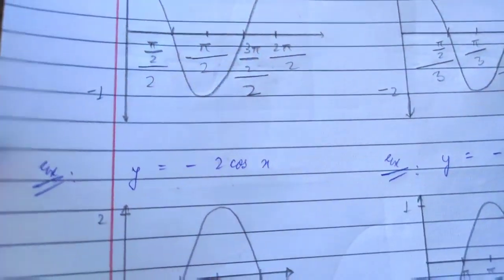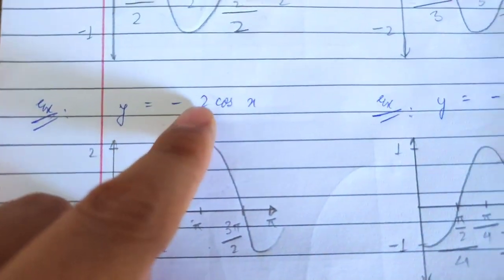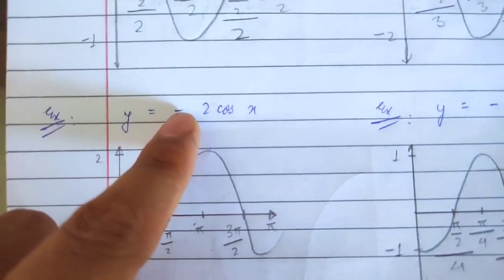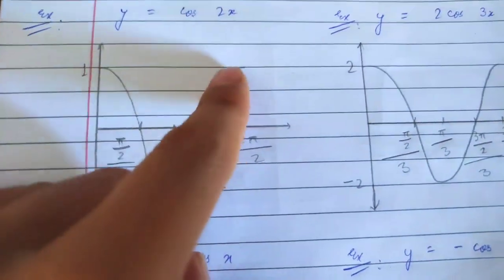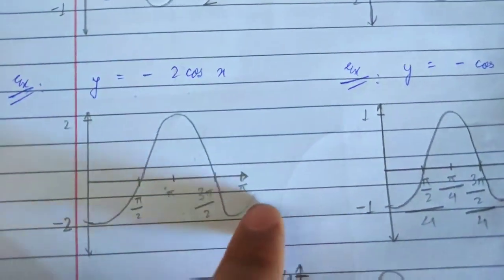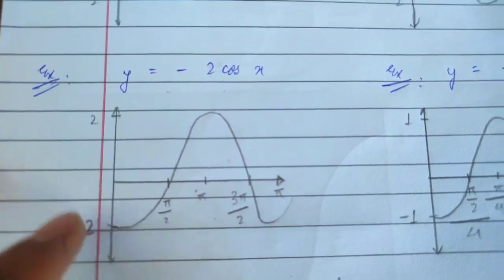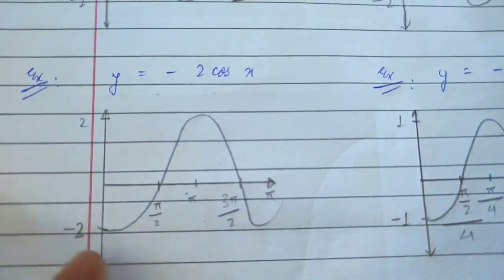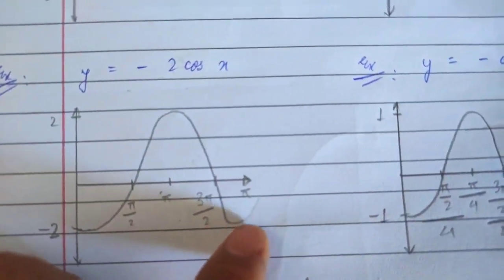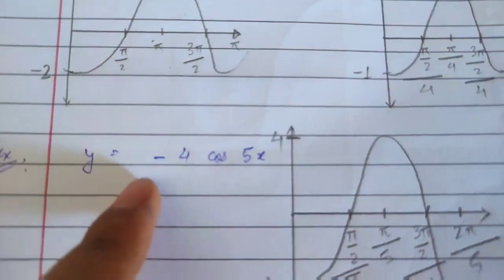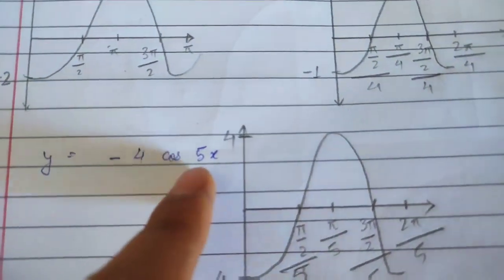Next, y equals minus 2 cos x. Since there is a minus sign, the graph will be flipped. Previously it was like this, now it will go like this. And 2 is multiplied outside, so it will extend up to 2 points above and 2 points below. The graph is still the same. Now one more condition, if all the things are applied: minus 4 cos 5x.